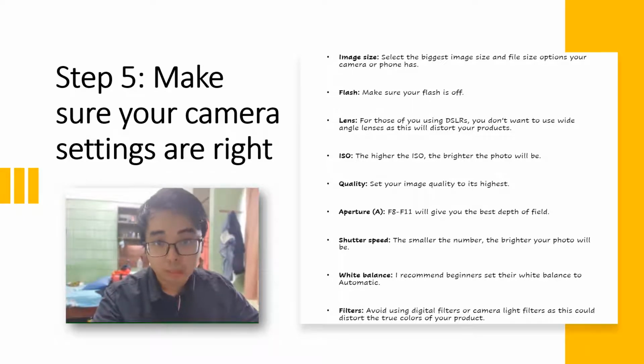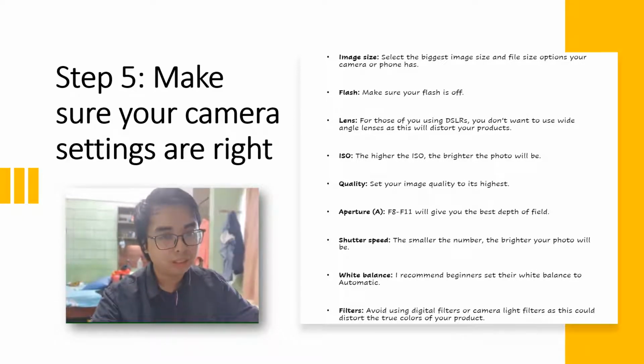So the first is the image size. You have to select the biggest image size and do not use any flash. For lenses, if you're using a DSLR, you don't want to use wide angle lenses as this will distort your photos. For ISO, the higher the ISO, the brighter the photo. However, the higher the ISO number, the more distorted or noisy your photo will be. And then the quality of the image must be at its highest, of course, and the aperture is between f8 to f11, depending on the depth of field or your focus will be.